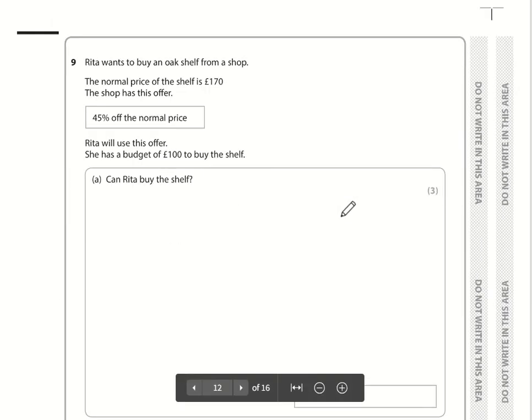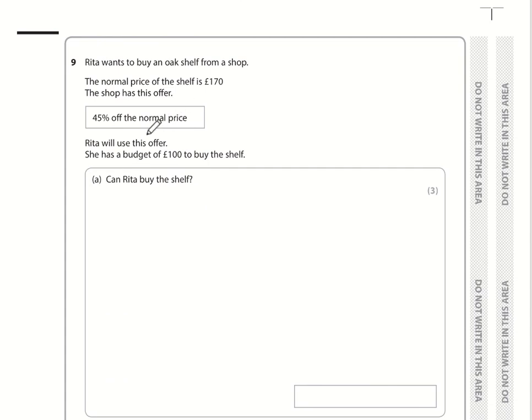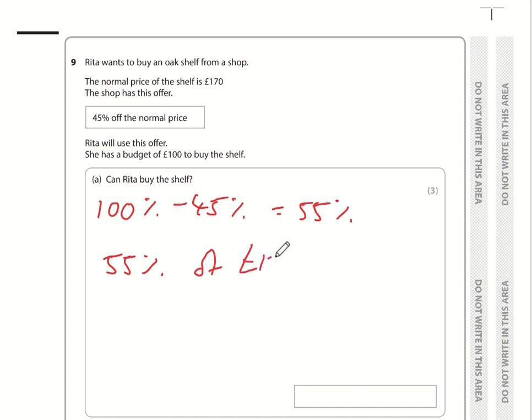Question number 9. So it's 45% off. If you're going shopping and you're getting 10% off a pair of trainers, then you pay 90%. So if it's 45% off, then it's for sale at 100 take away 45%, which is 55%. So we need to work out 55% of 170.